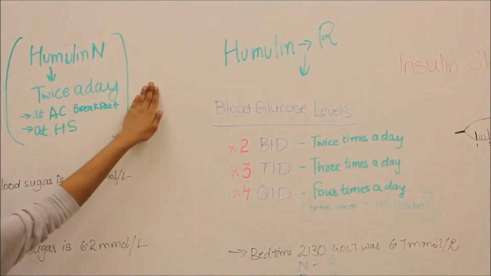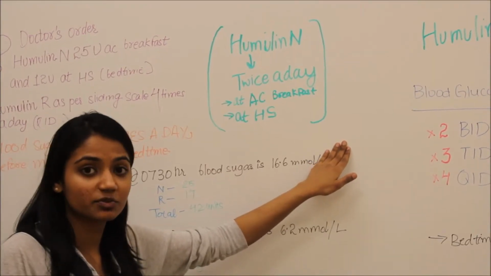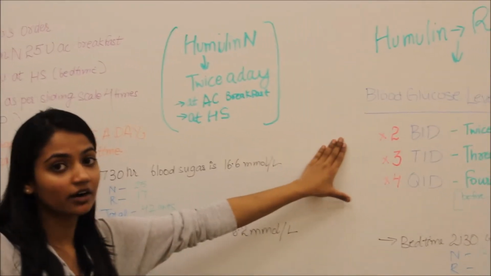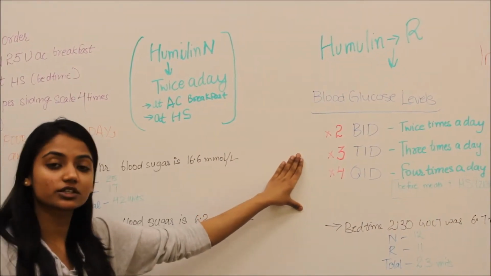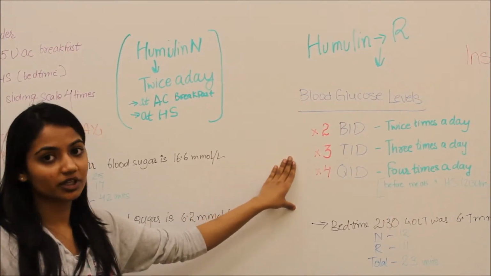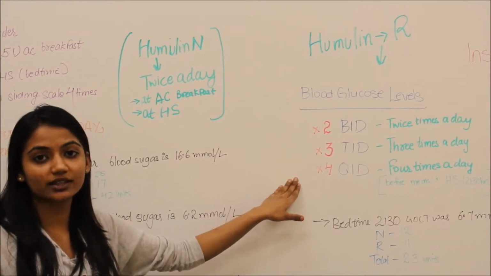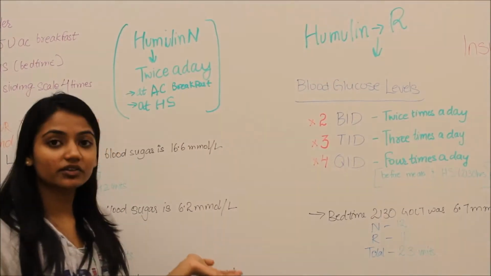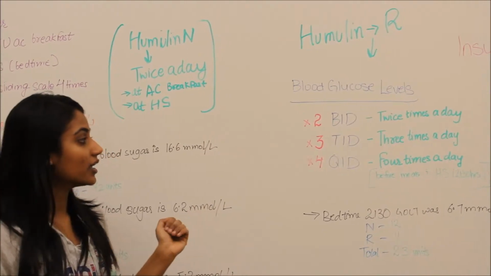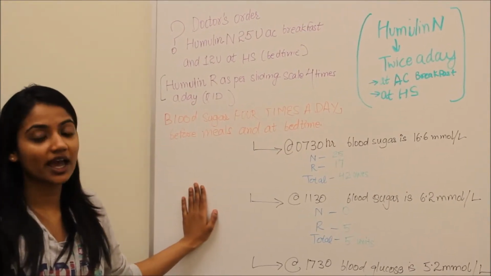Humulin N is usually scheduled by the doctor, so we can just go to the MAR sheet and give this medication. For Humulin R, as it is a short-acting medication, it will act within 30 minutes. So we need to check the blood glucose level before giving this medication, and for that we need to have a look at the sliding scale provided by the doctor. That is all about Humulin N and Humulin R. Now I'm going to give you a scenario where I will explain how to give insulin as per doctor's order.